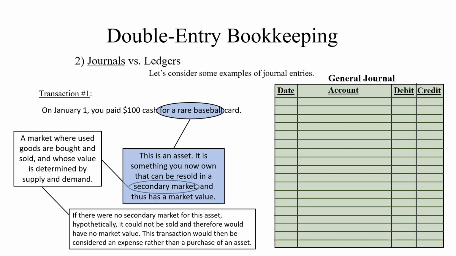If there were no secondary market for this asset, hypothetically, it could not be sold and therefore would have no market value. This transaction would be considered an expense then, rather than the purchase of an asset. You might indeed be able to sell it, maybe on eBay or Craigslist, but a lack of a formal secondary market would mean that the sales price for that asset would be unpredictable and a bit random. You couldn't adequately assess the value of the asset for accounting purposes because the value of the asset, that is, the amount for which you could eventually sell it, would be unknown.